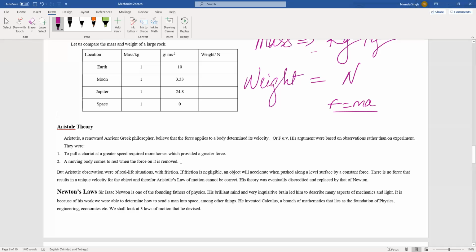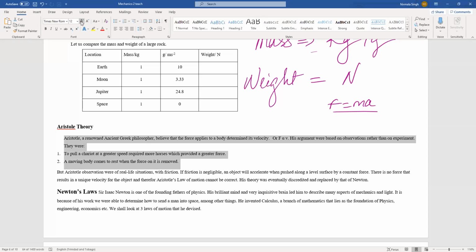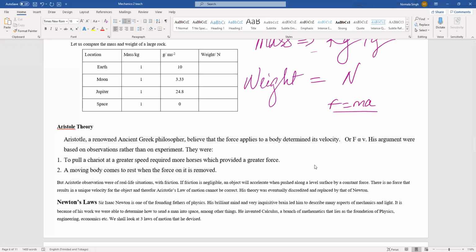And he had come up with the idea that if you were to increase the velocity of an object, the force will be larger. So let's see what his argument was.